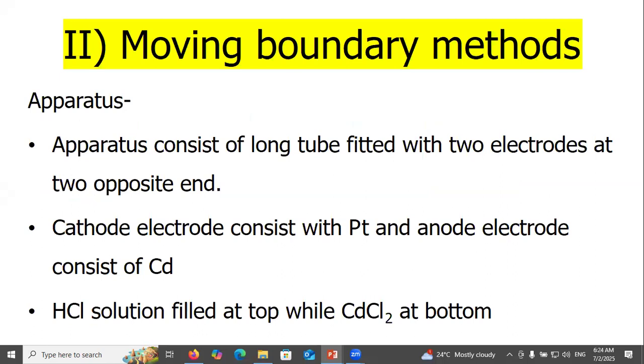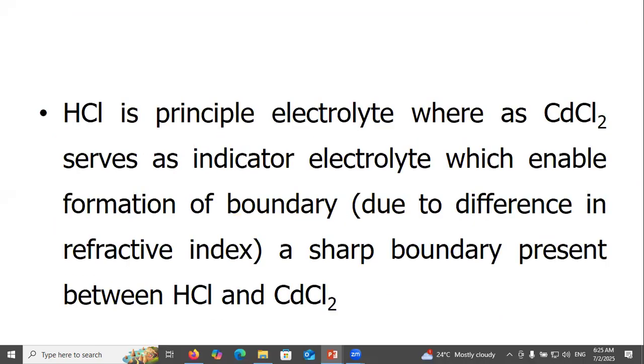Moving boundary method. Apparatus consists of a long tube fitted with two electrodes at two opposite ends. Cathode electrode is platinum and anode electrode is cadmium. Hydrochloric acid solution is filled at the top while cadmium chloride is at the bottom. Hydrochloric acid is the principal electrolyte, whereas the cadmium chloride solution is an indicator electrolyte, which enables formation of a sharp boundary due to the difference in refractive index between hydrochloric acid and cadmium chloride.